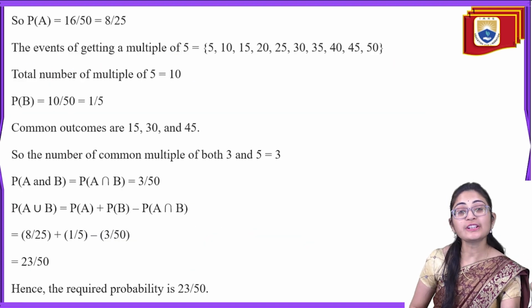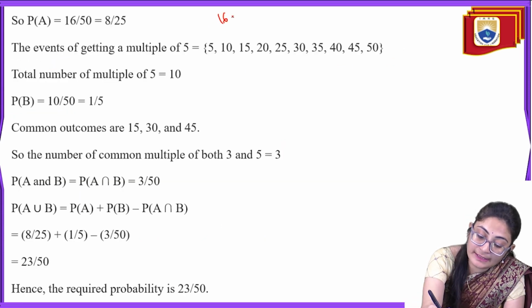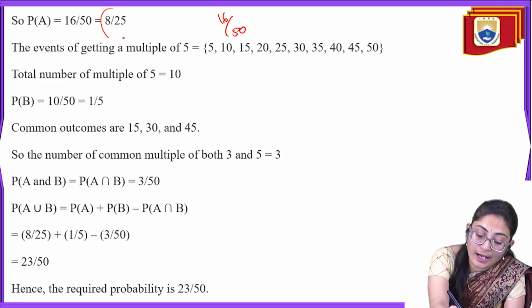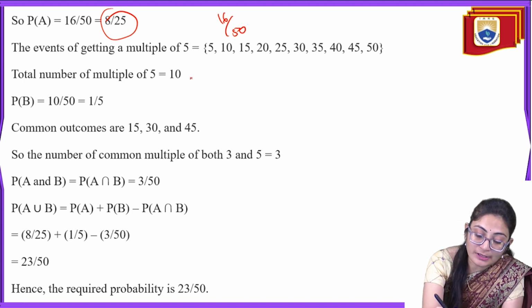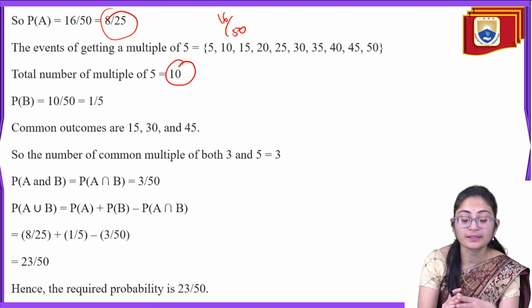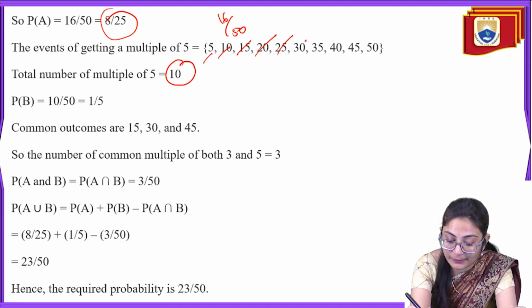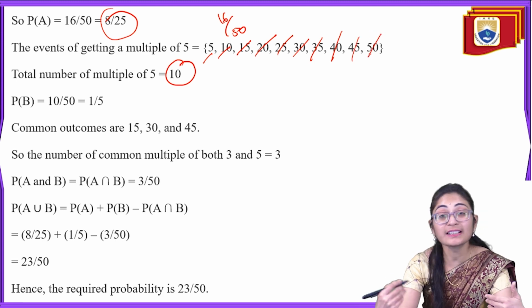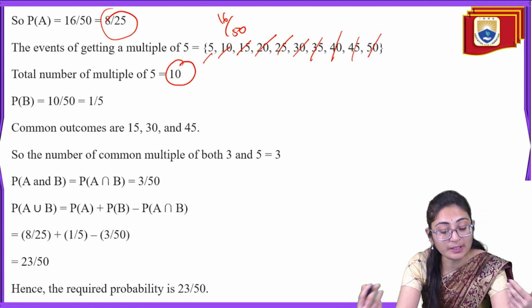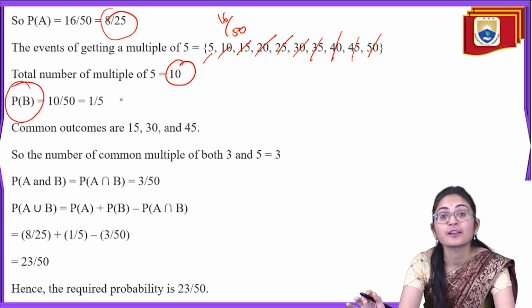Now probability of A. It will be 16 divided by 50, and after simplifying we will get 8 by 25. Now the total number of multiples of 5: there are 10. That is 5, 10, 15, 20, 25, 30, 35, 40, 45 and 50. So there are 10 numbers which are multiples of 5. So here probability of B we will get 1 by 5.